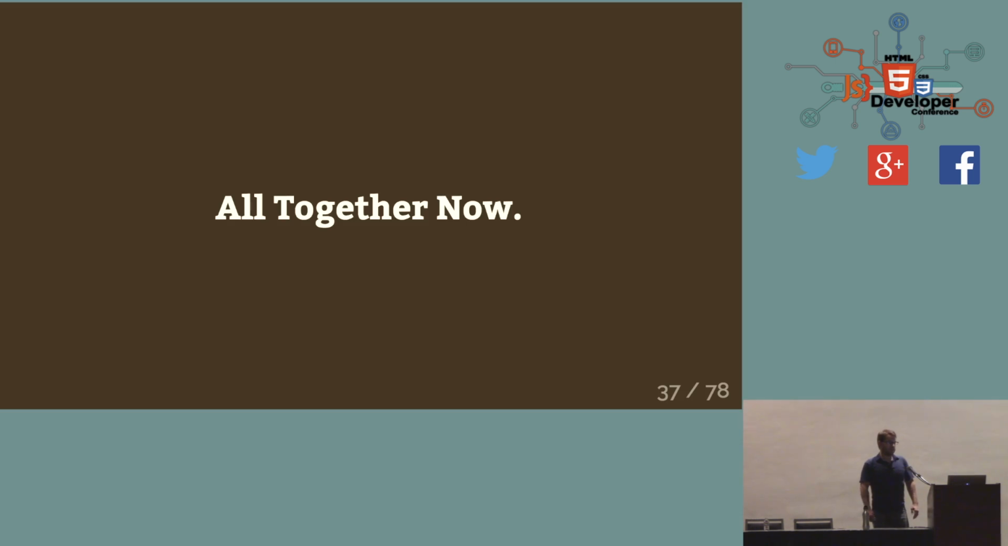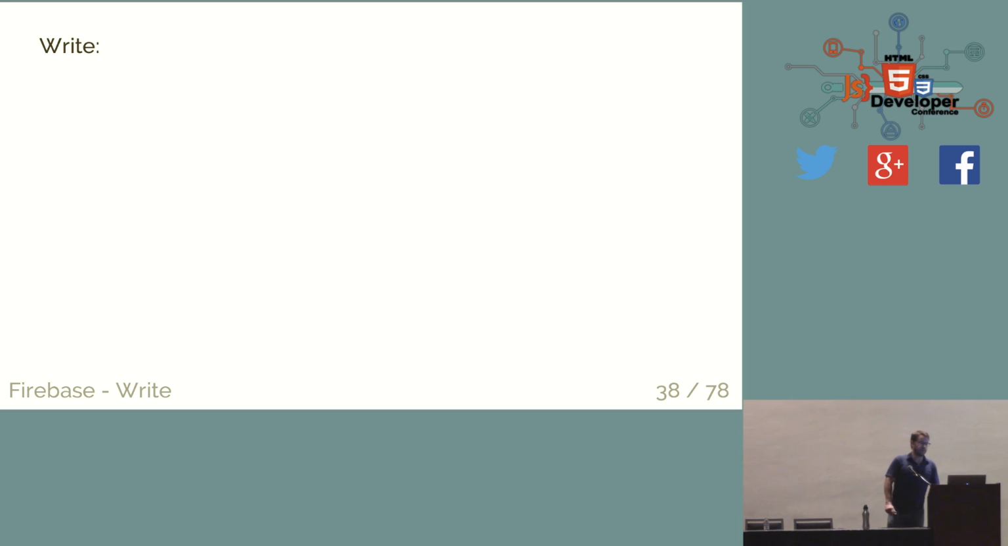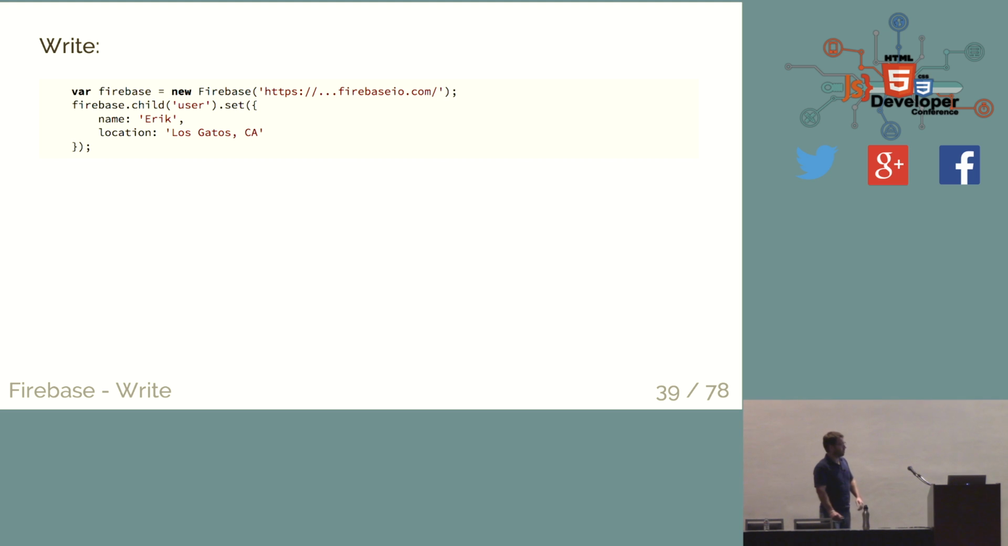So that's lists. Let's see what it all looks like now, actually using it. To write some data, and this is for the JavaScript library, on the web or in a node environment, we just have some reference to this Firebase object. And like I said, it's hierarchical, so under user, we set some data. So far, so good. Two keys, strings, straightforward.